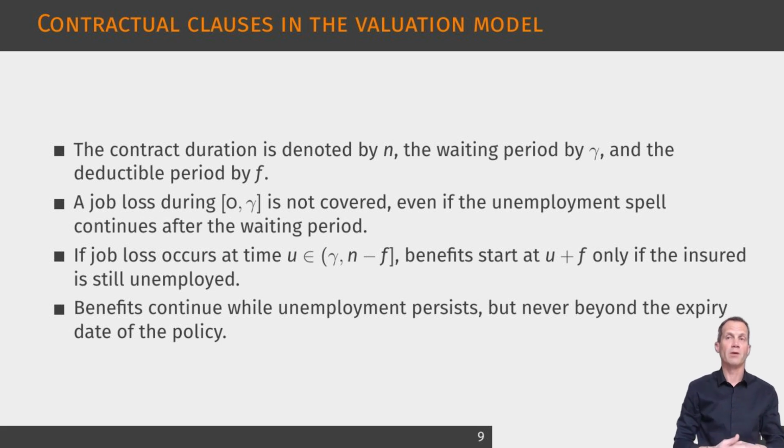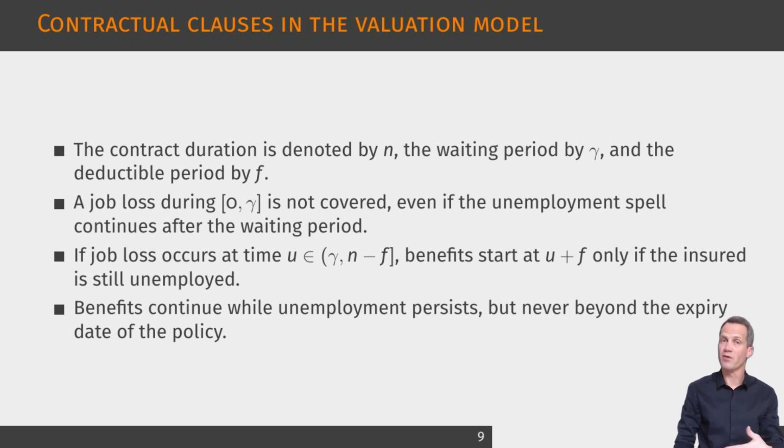The third is the deductible period, denoted by F. The waiting period starts at policy inception. During this initial period, the insured is not entitled to compensation in the event of job loss. More importantly, a job loss occurring during the waiting period is not covered even if the unemployment spell continues after the waiting period ends. This clause is designed to reduce adverse selection, especially when the guarantee is optional. It prevents individuals who already anticipate a short-term dismissal from immediately transferring the risk to the insurer.